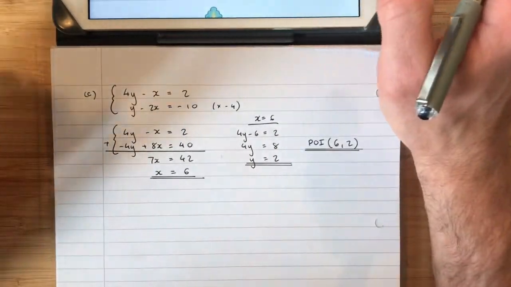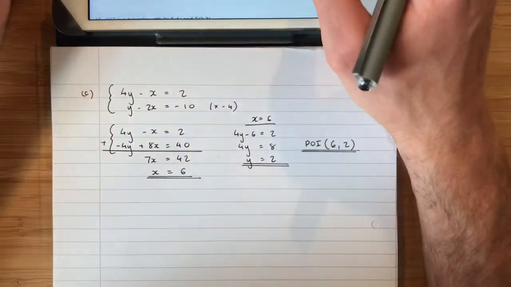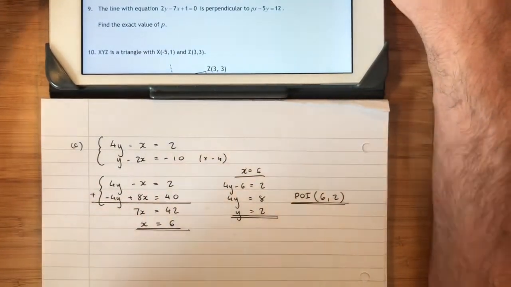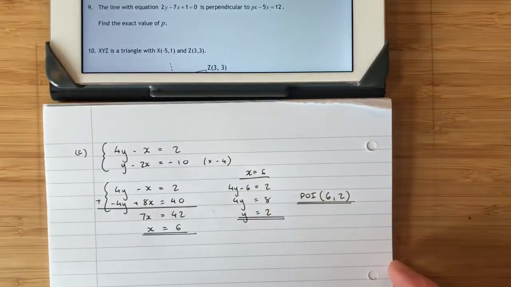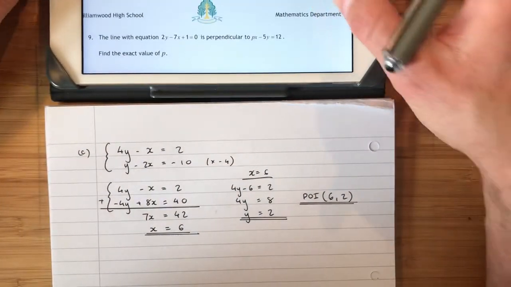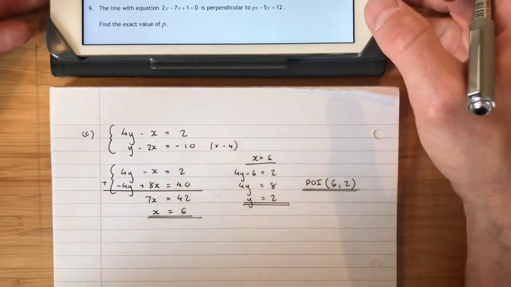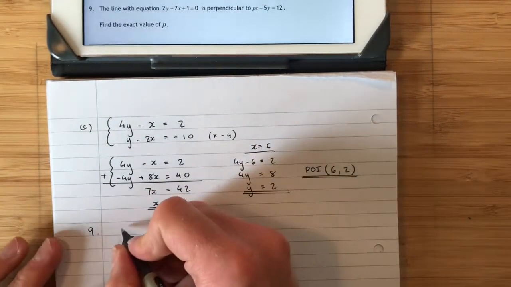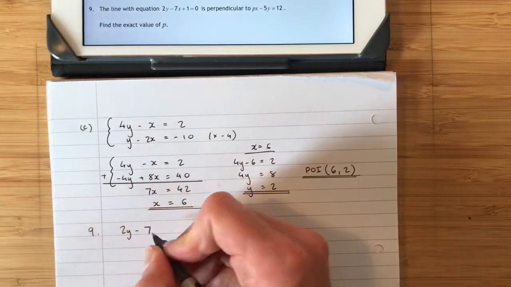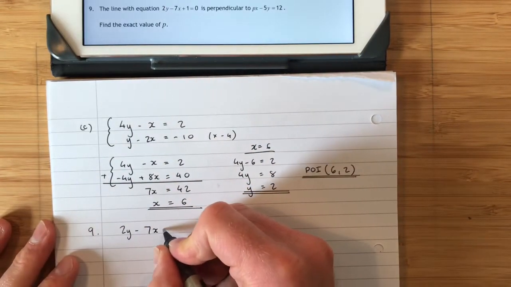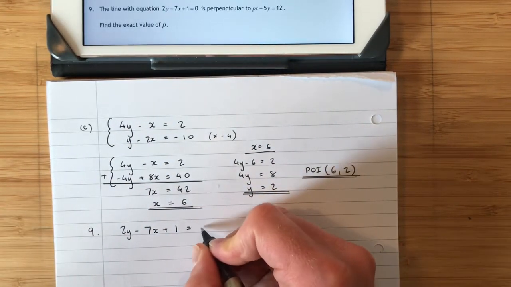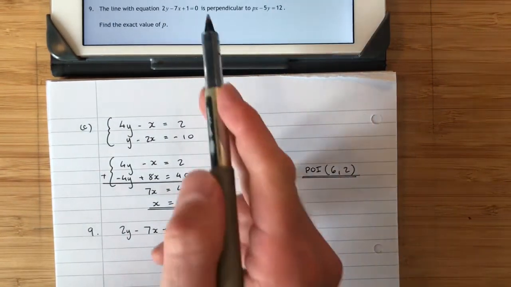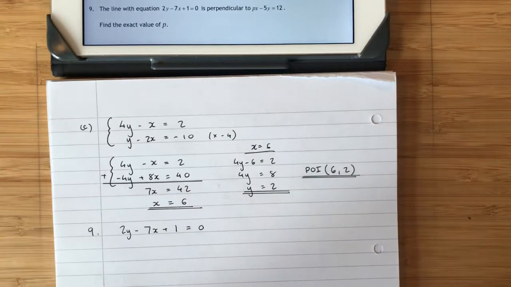Okay, please find questions 9 and 10 on the next page. Question number 9. The line with equation that is perpendicular to that, find the exact value of P. Okay. So the line with equation 2y, by the way, we're not finding an equation here, so it's not point gradient equation. So it says perpendicular. This tells me it's about gradient.